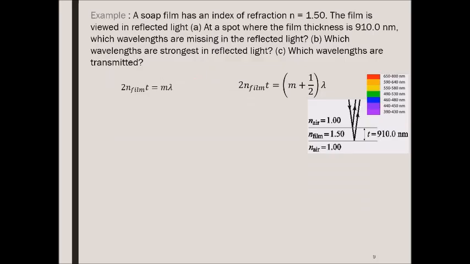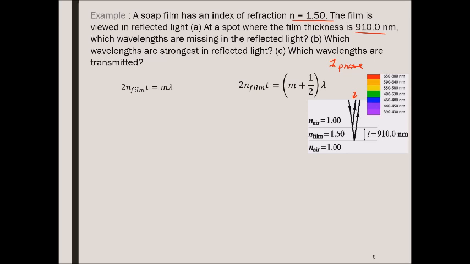Now we're going to look at a problem. We're going to look at the reflection and the refraction of our light. We do know the index of refraction of this particular material is 1.5, and that is more than air. So if we look at our diagram, we have air, film, and then air. So we have exactly one phase reversal, and that's going to occur on the first reflected ray. We also know the film thickness is 910 nanometers. So we want to find which wavelengths are reflected most strongly.